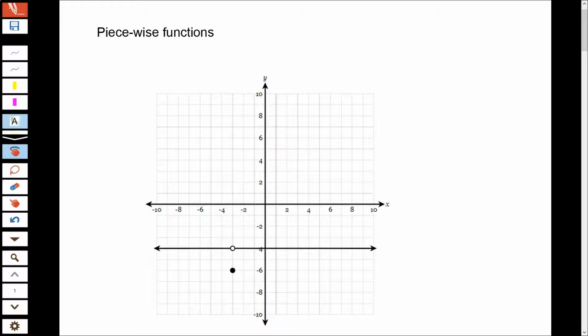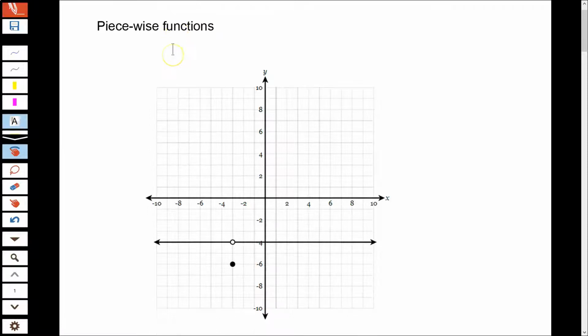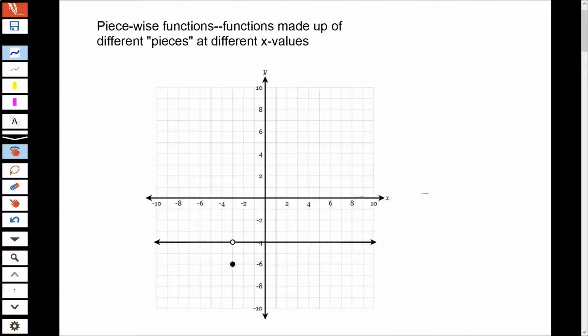Alright, so we're beginning a new unit here on piecewise functions. These are maybe exactly what they sound like. They're functions that have different behavior because they're made up of different pieces depending on which x you're looking at. Okay, so they're made up of different pieces at different x values. So let's see what we mean by that.